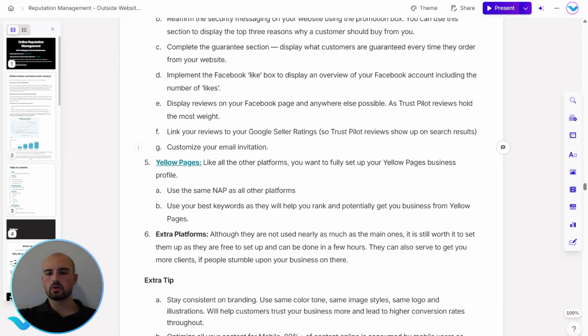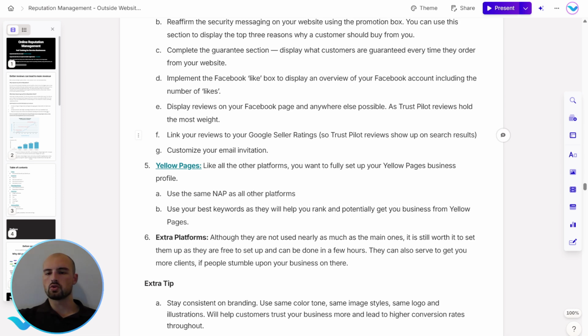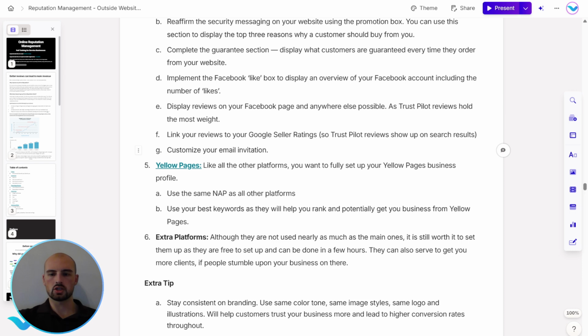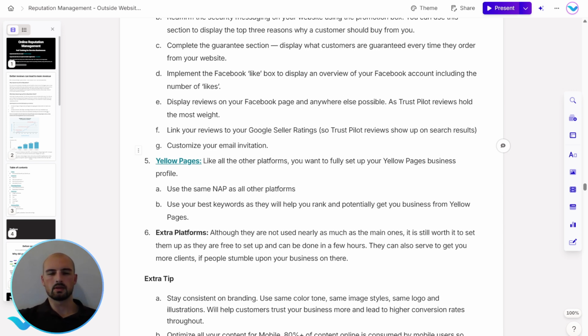So link your reviews to your Google seller ratings, so Trustpilot reviews show up on search results. So this is what you could set up here. Customize your email invitations. If ever you're sending email invitations for reviews, customize it, have different messaging. Maybe you try to convey to that person that it's really worth it for you to get a review. We're going to talk about asking for reviews a little bit later.